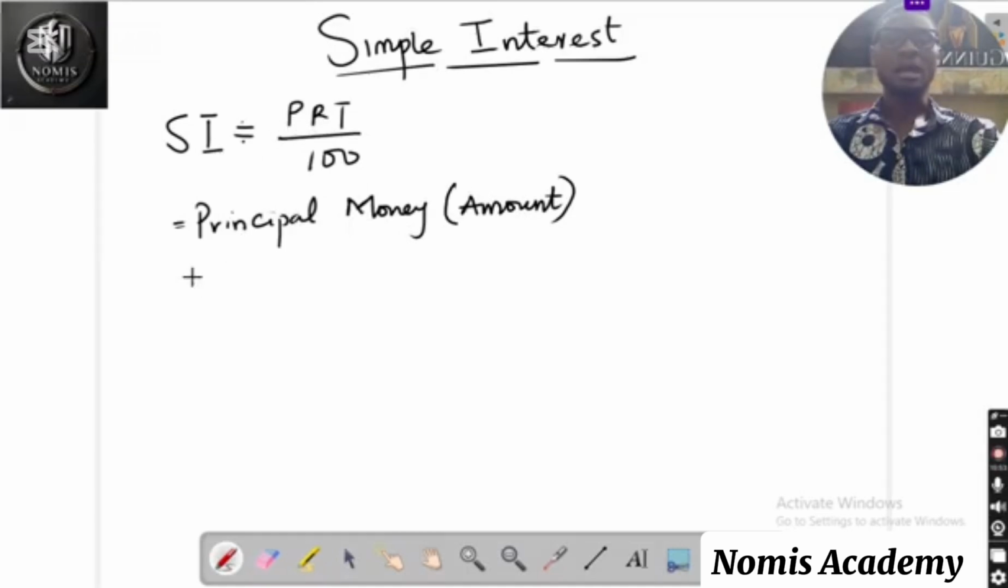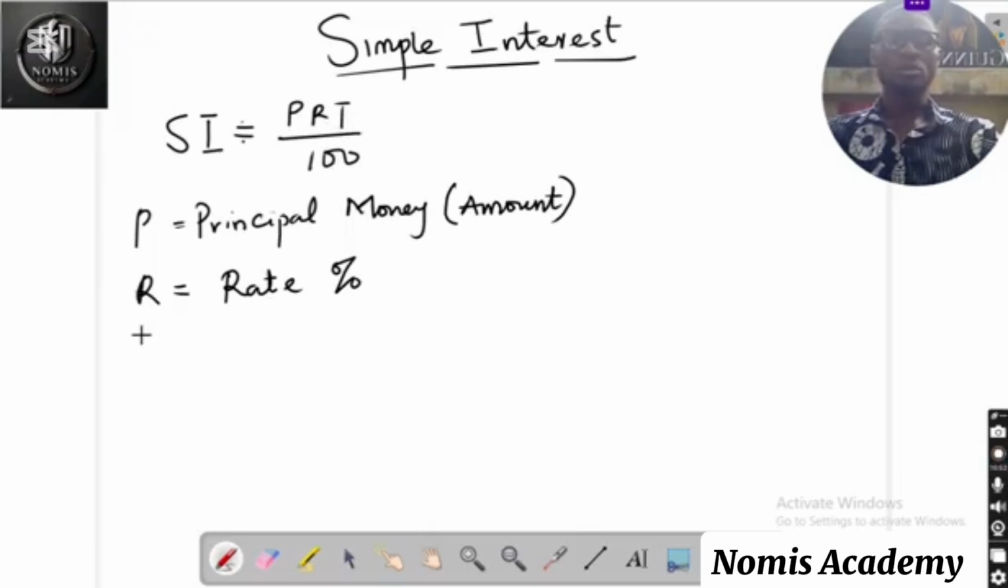And then R is the rate at which the money is borrowed out. It is usually in percentage, and percent is what we have down here. So the rate could be 5%, could be 10%, could be 7% at a particular period of time.